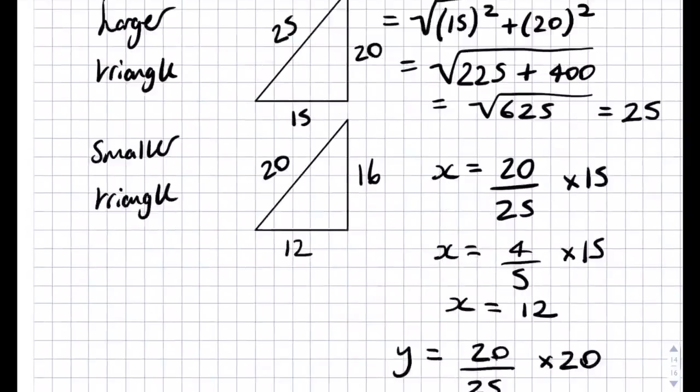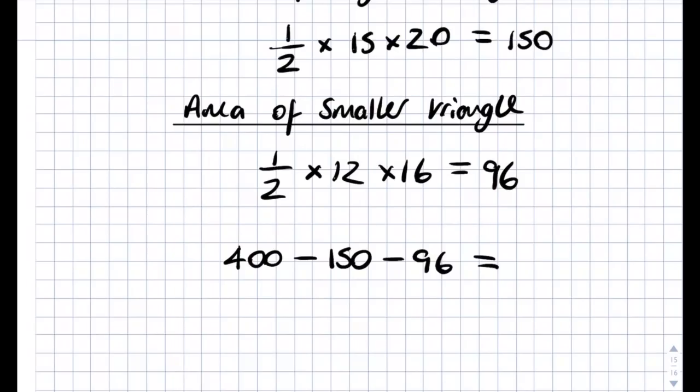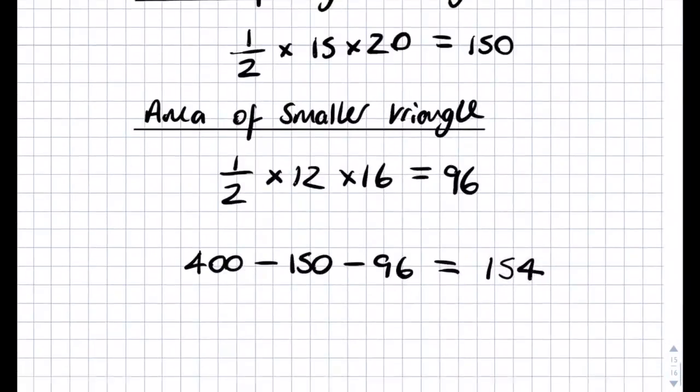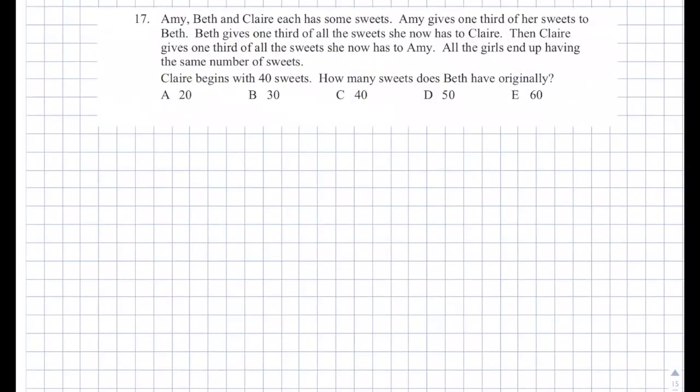And now we just need to take the area of the square, which is 400, subtract the area of the larger triangle, and then subtract the area of the smaller triangle. And that brings us to a value of 154, which is answer D. Therefore, answer equals D.